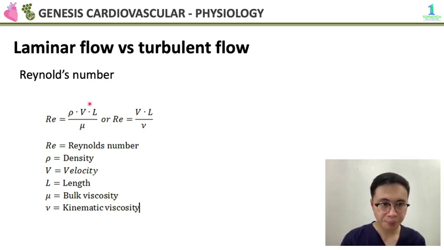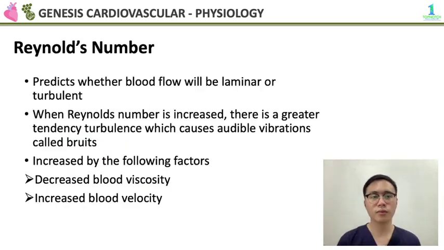So, this one implies that the Reynolds number would have a direct relationship with the density, the big V is velocity, and then the length, all over the bulk viscosity. Okay? And then, another relationship would be that Reynolds number is equal to the velocity times the length all over the kinematic viscosity. Okay, so directly proportional to the velocity, inversely related to the viscosity. Okay, so don't be confused.